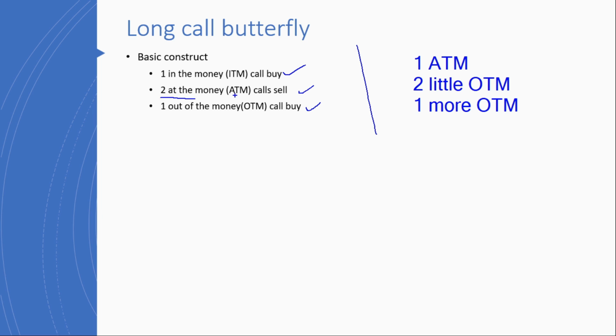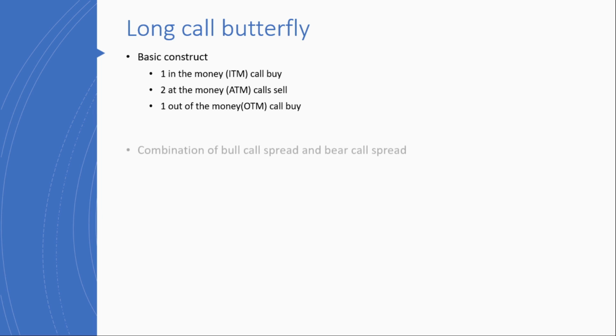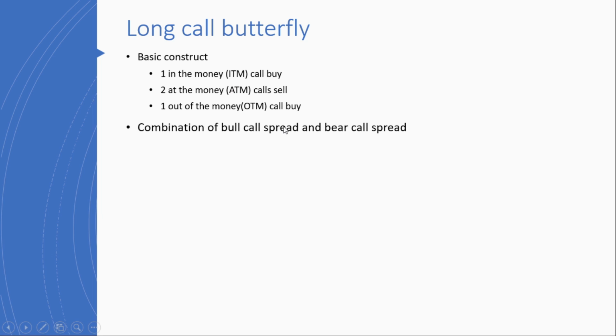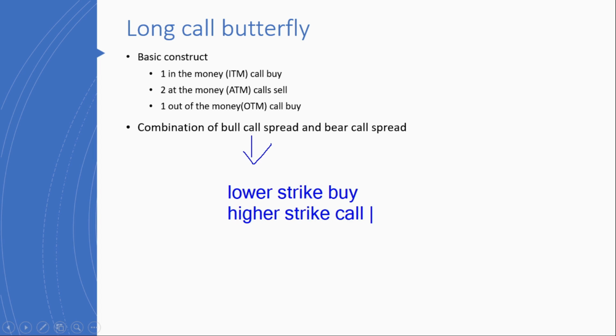And if you observe one more thing, this looks like a combination of a bull call spread and a bear call spread. Those of you who are not aware, what is a bull call spread? In a bull call spread, you are going to buy one call option at a lower strike, and then sell a higher strike call. So lower strike call buy, higher strike call sell.